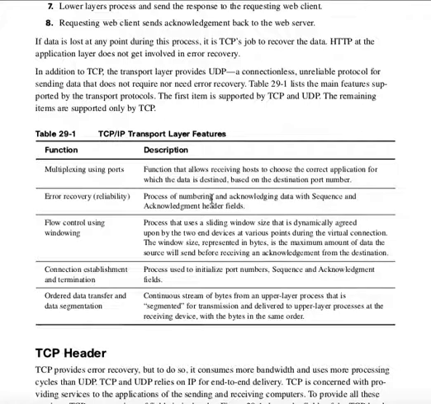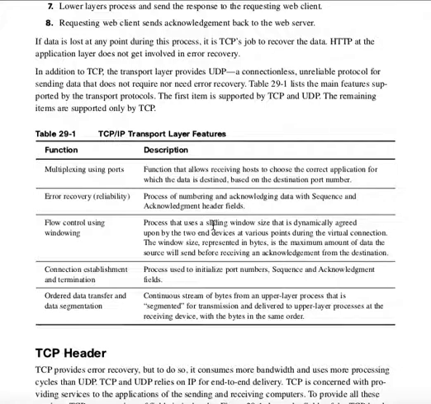Error recovery: process of numbering and acknowledging data with sequence and acknowledgement header fields. Flow control using windowing: process that uses a sliding window size that is dynamically agreed upon by the two end devices during the virtual connection. The window size, represented in bytes, is the maximum amount of data the source will send before receiving an acknowledgement from the destination.